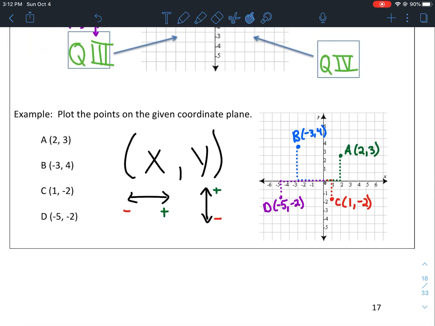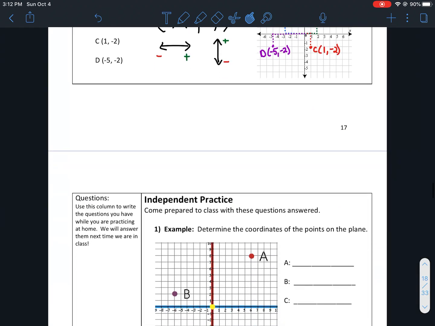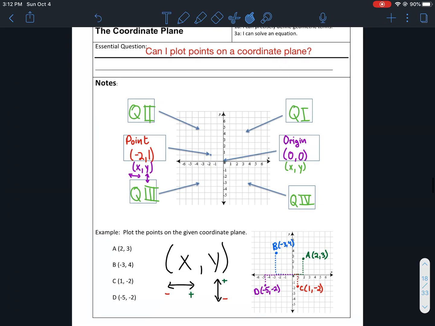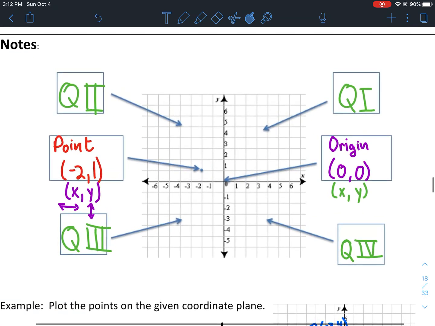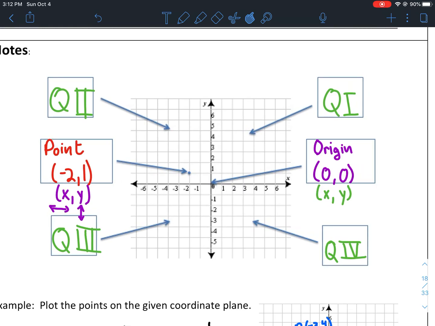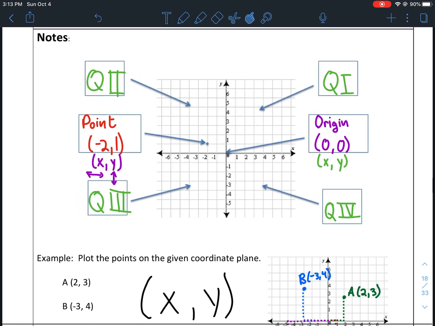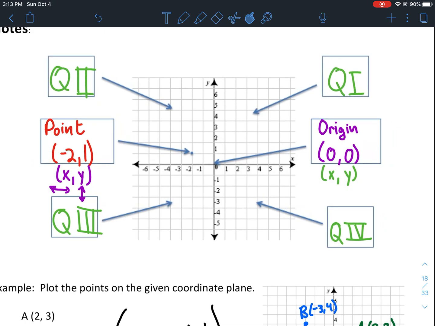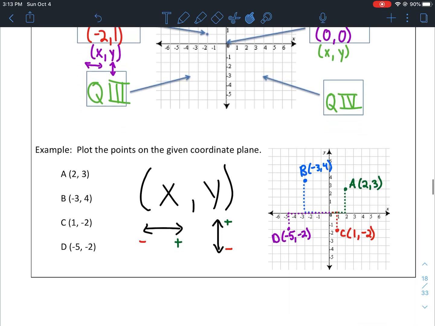Alright, so again, starting with this section right here: can I plot points? And also making sure you identify all the pieces to this, or are comfortable identifying all these pieces, because again, when you are communicating how to plot points, it is good to know which quadrant that point might be in, and it's also good to know how to plot the points, so x and y values.